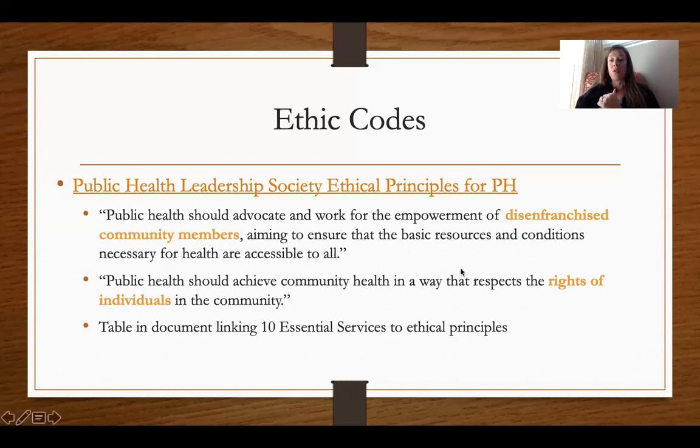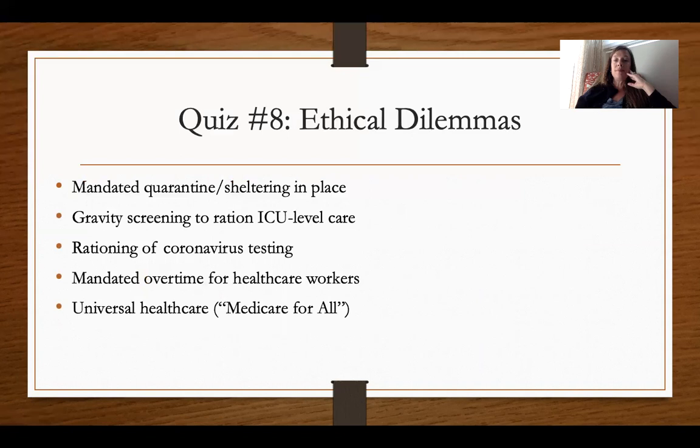I think what's really cool about this document is there is a table in the document that shows the 10 public health essential services, so the things we always refer back to from our wheel, and then has those align with ethical principles. So you can see how we clearly within each of those essential services are applying our ethics. So that's my quick overview.